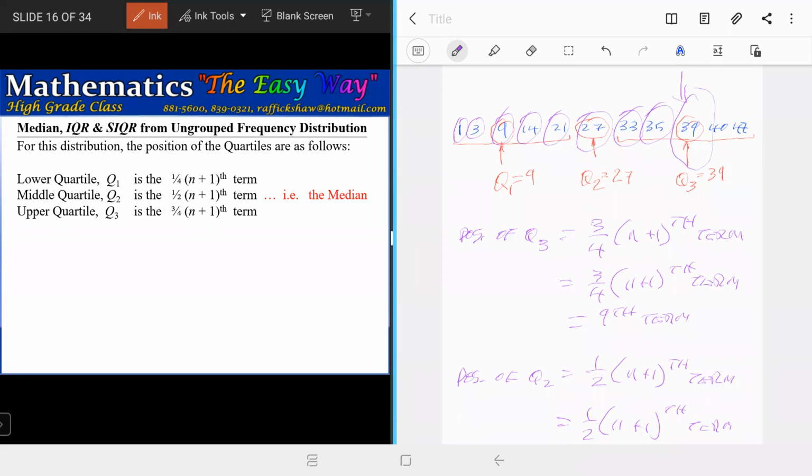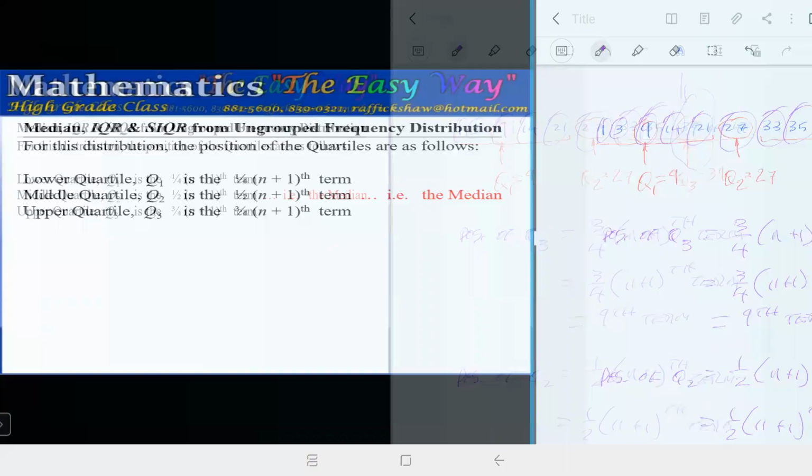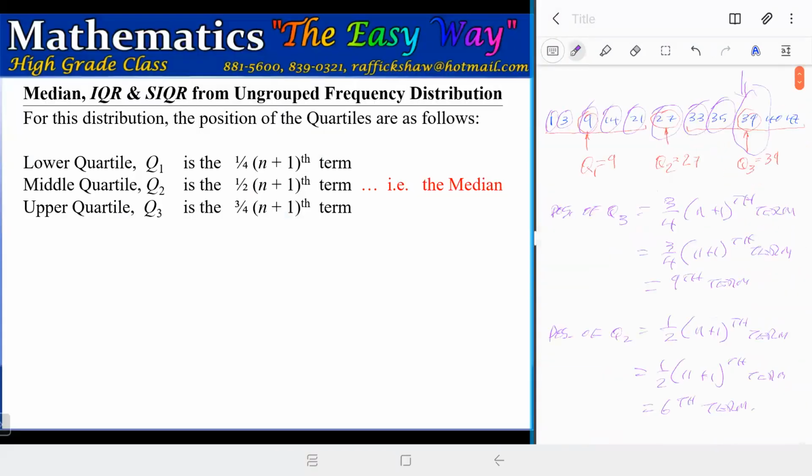The thing is, we're not using the formula on raw data. We're going to be using them on tables. So the question is, how do we use them on tables? We still have to be able to find the terms on the tables. So let's continue now. That little exercise was just to prove that the formula works.